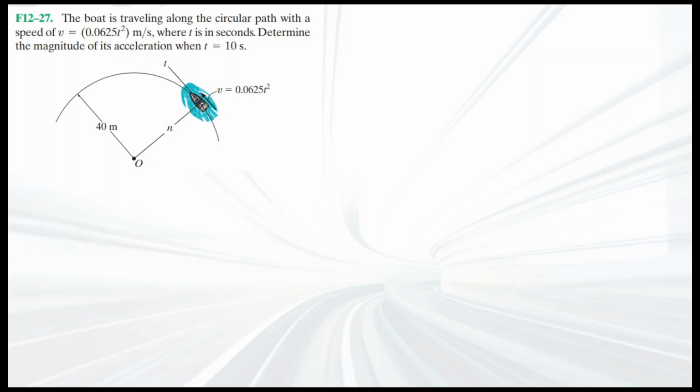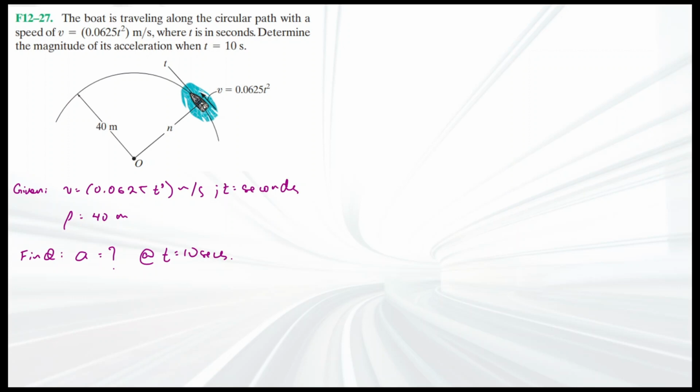So let's proceed. Let's label our given first. So we have a velocity here, 0.0625 t squared meters per second, where t is in seconds. We also have 40 meters here, which is also the radius of curvature. I hope you remember your notes. And we're here to determine the magnitude of this acceleration at t equals 10 seconds. So as for our solution, let me write down some known formulas first.